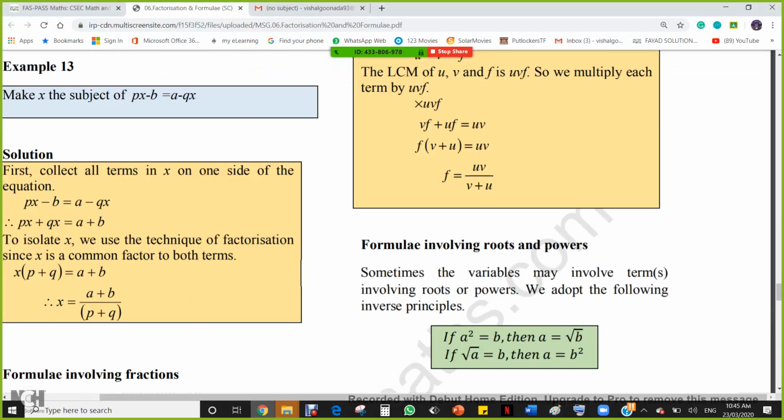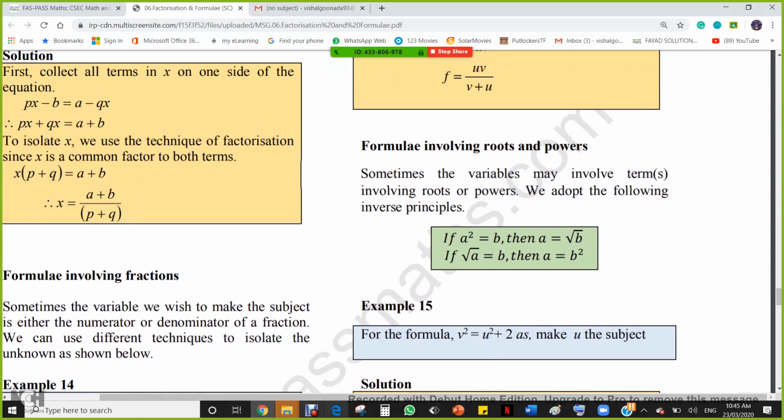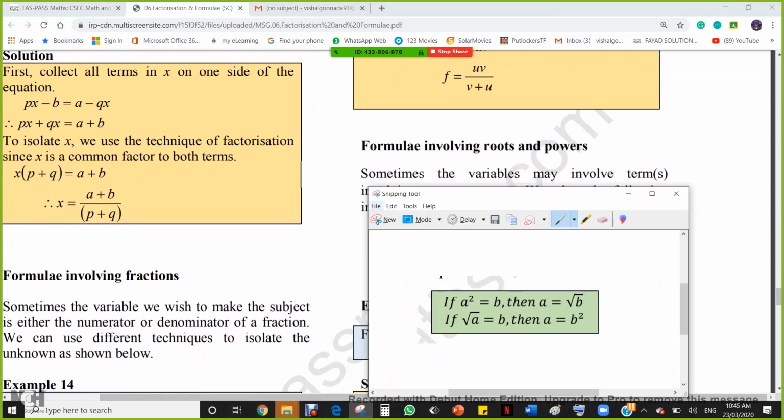So let's see the question now we are given. I want you all to make u the subject of the formula. So let me snip it quickly.